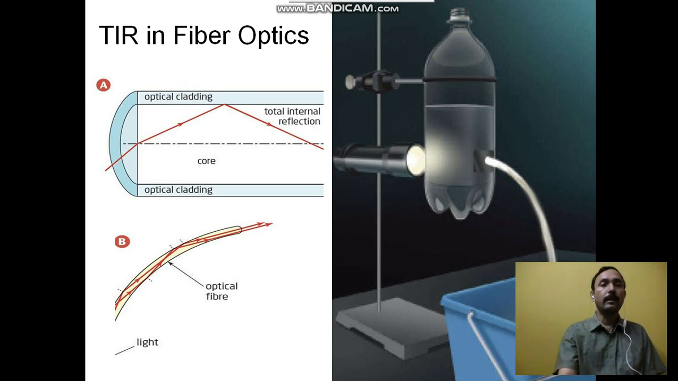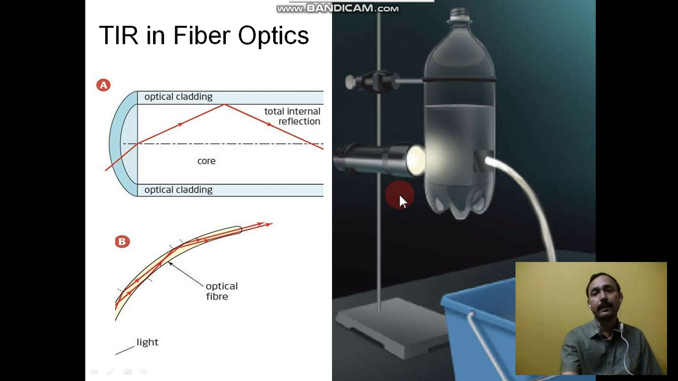Now, when light is coming from the core and falling on the surface of the cladding, what is happening? It is denser, it is rarer. So when light is incident on the interface between the cladding and core at more than the critical angle, then it is suffering total internal reflection. So this is how in picture B it is showing light passing through the cable without escaping from the cable, and it is flowing along this path. So this is the optical fiber.